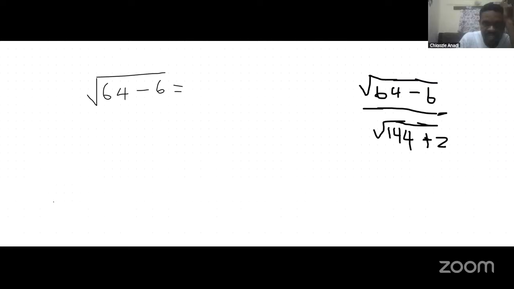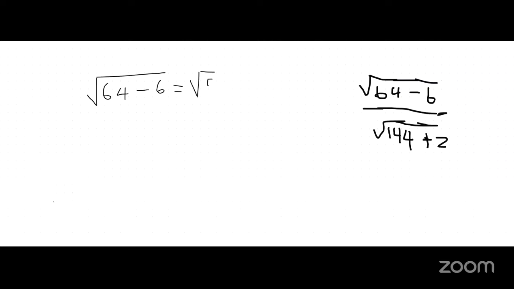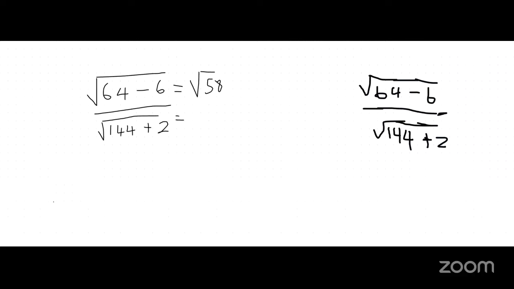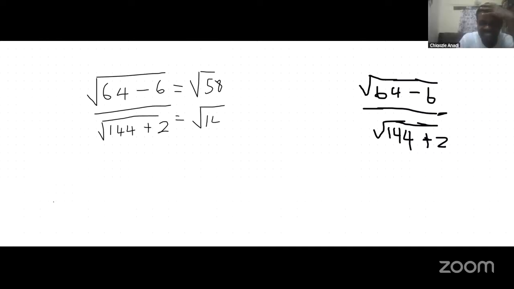Are you seeing this? All over the square root of 144 plus 2. Now, what is 144 plus 2? That will give us 146. So this is the square root of 58 all over the square root of 146, okay?